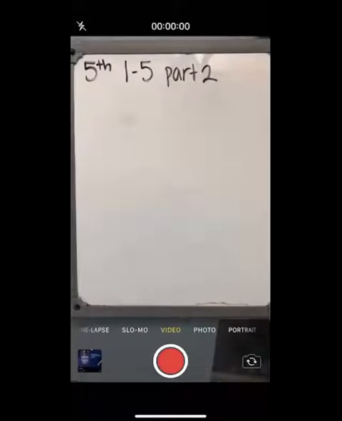Good morning, fifth graders. Today we're going to continue to work on mixed numbers and improper fractions, but I want us to put a little bit more emphasis on explaining today. I think a lot of us can really go through the process, but why? Why does this work? Why does 2 and 3/4 become 11/4?